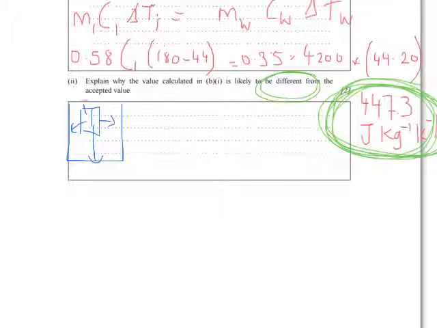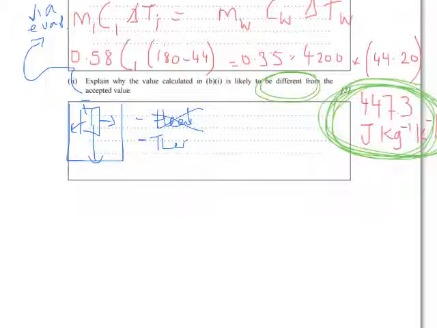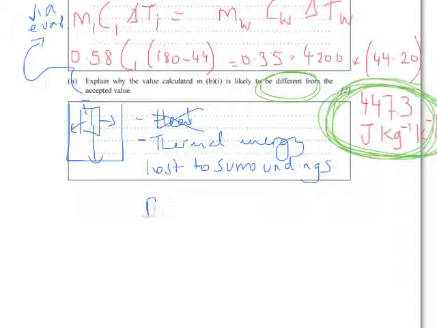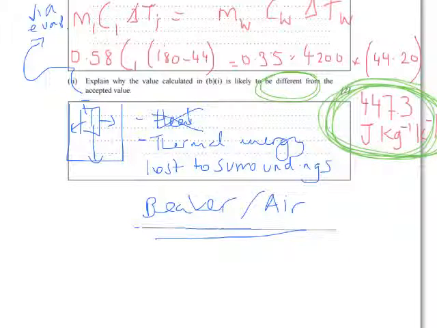Some of it's going to the surroundings via evaporation. Now, it's not enough to say the water evaporates. You would need to say that the heat is lost and taken away from the water by evaporation to the surroundings. So, heat, thermal energy lost to surroundings. The beaker and the air. It's important that you are specific. So don't just say surroundings, you need to say where exactly it's going.